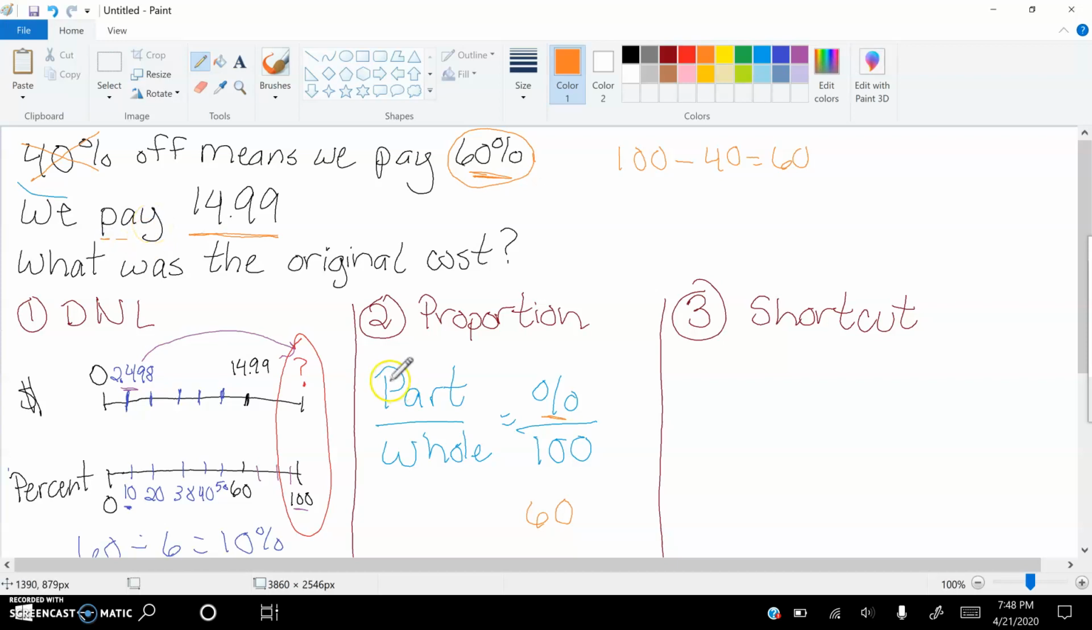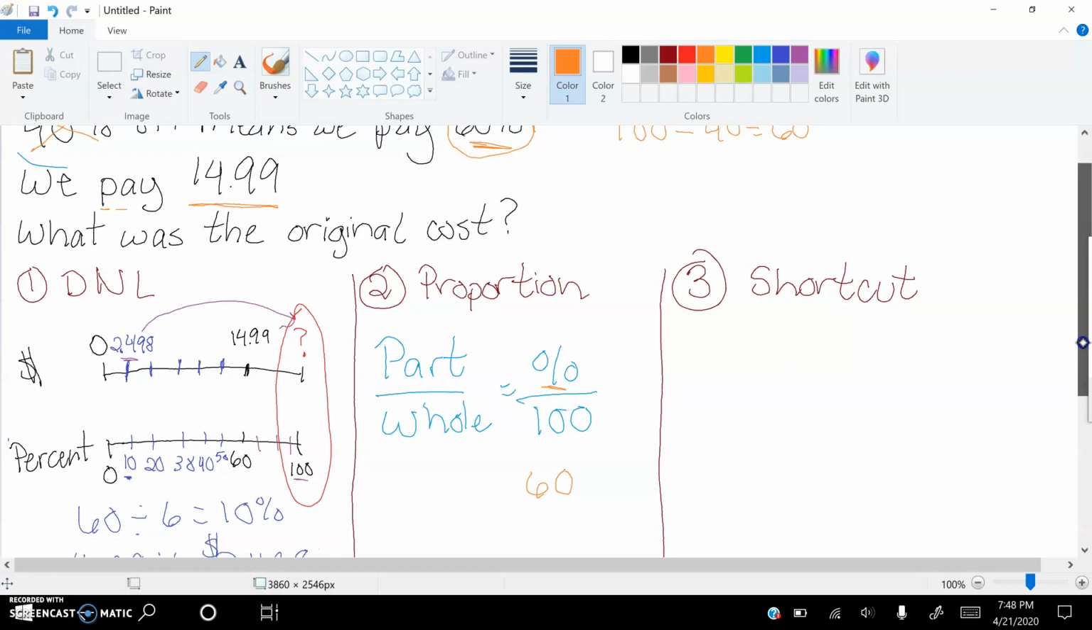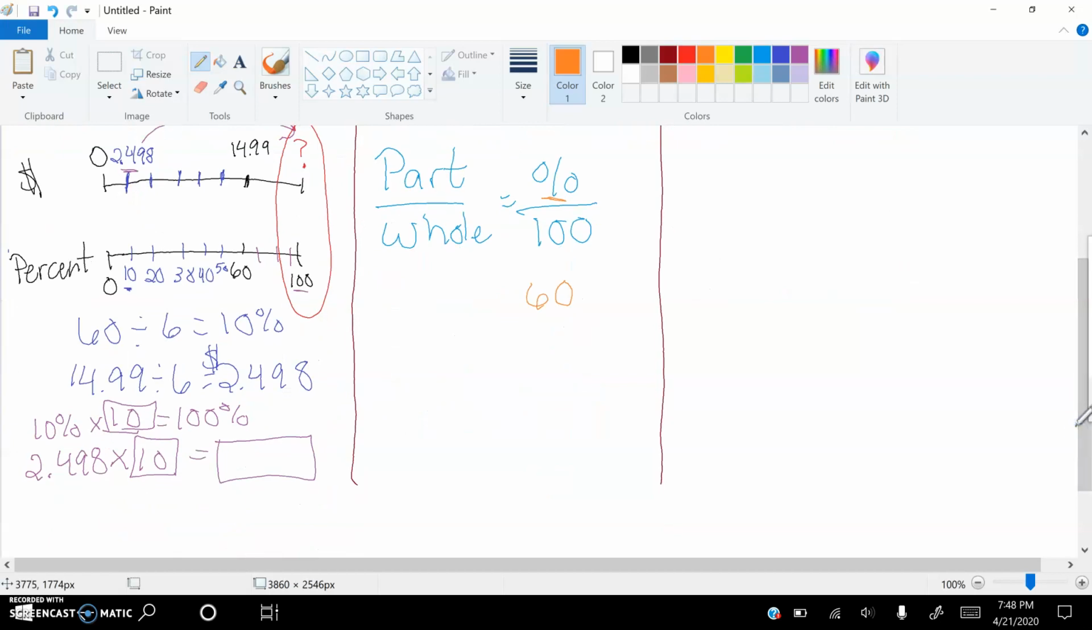So is that part of the cost, or was that the whole original price? $14.99 is just part of it. It's not the whole thing. So we're going to set the part as 14.99. So part over whole. I'm going to write that in red because we know that's what we're looking for. Equals our 60% out of 100.